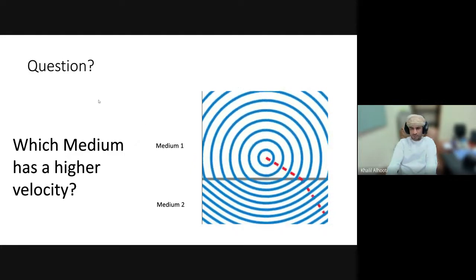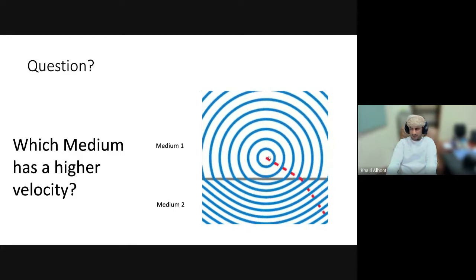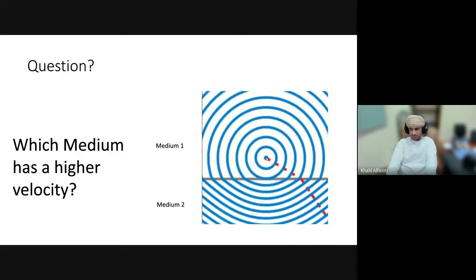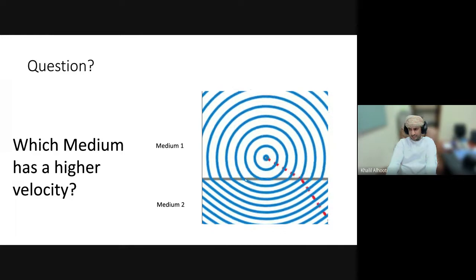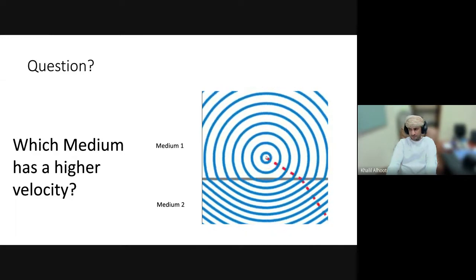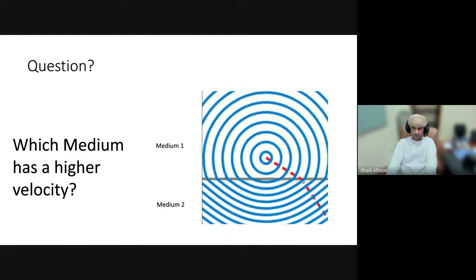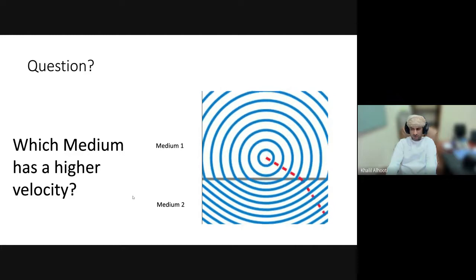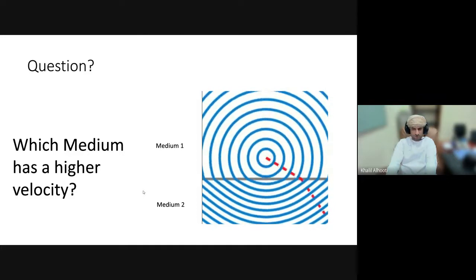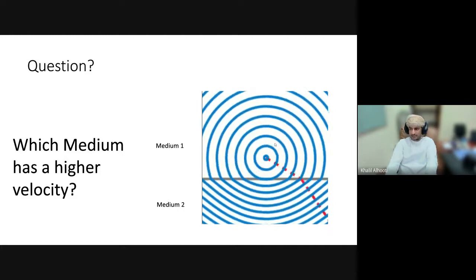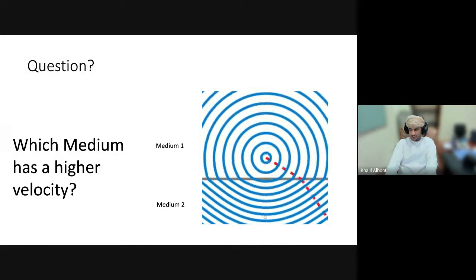So my question here: I have a source emitting energy. There is an interface between these two mediums, and I observe that there is a deflection. Which layer do you think has a higher velocity, medium one or medium two? At least that's what I see from the animation. The energy is traveling faster compared to the energy in the second layer.